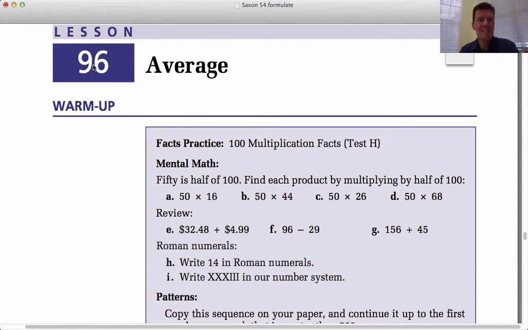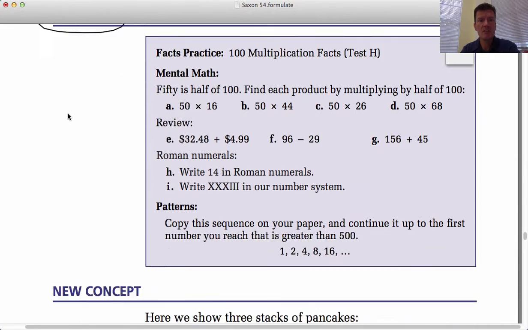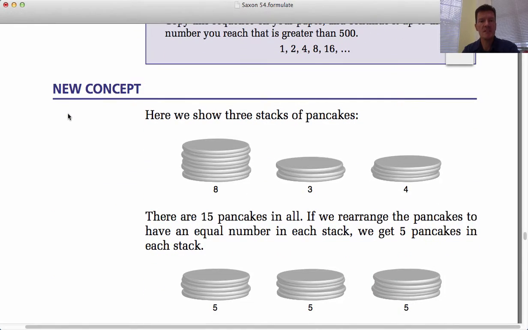Alright, we are looking at lesson 96 right now, and we're going to get into some statistics. We're going to be talking about what is called average, and you've already done the warm-up problems here, so let's move over to the new concept as we talk about this idea of average.